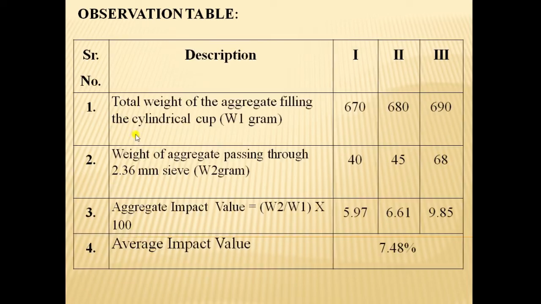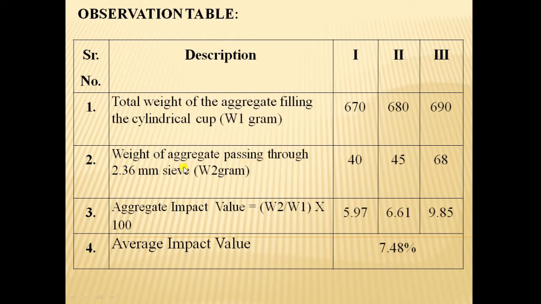Observation table. In the observation table, there are various columns such as serial number, description or particulars, and number of trials. In serial number 1, the total weight of aggregate filling the cylindrical cup is W1. For the first trial, the total weight of aggregate is 670 gram.